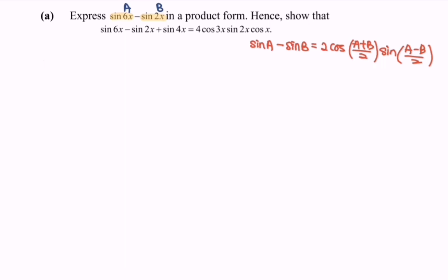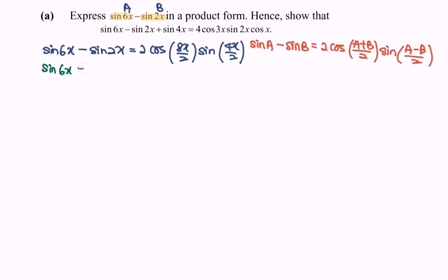Kindly substitute the situation. So sine 6x minus sine 2x equals to 2 cos bracket 6 plus 2, we will have 8x over 2, followed by multiply with sine 6x minus 2, and we will have 4x over 2. Simplify the situation. Sine 6x minus sine 2x is equals to 2 cos 4x sine 2x.